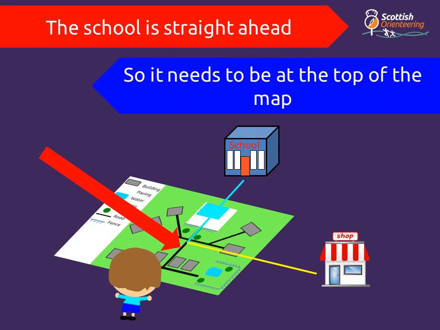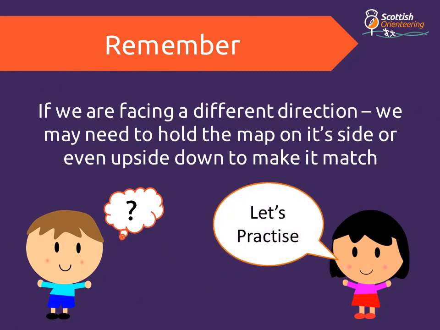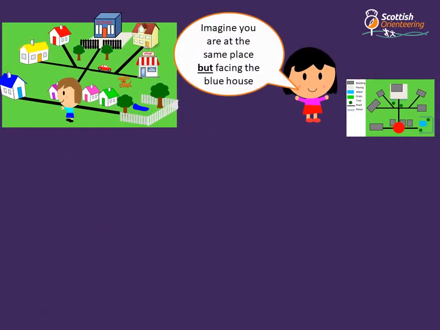In this example, Tim was facing in a direction which meant he was holding the map in a way which you might consider as the right way up. If we are facing a different direction, we may need to hold the map so it's on its side or even upside down to make it match. Let's look at an example.